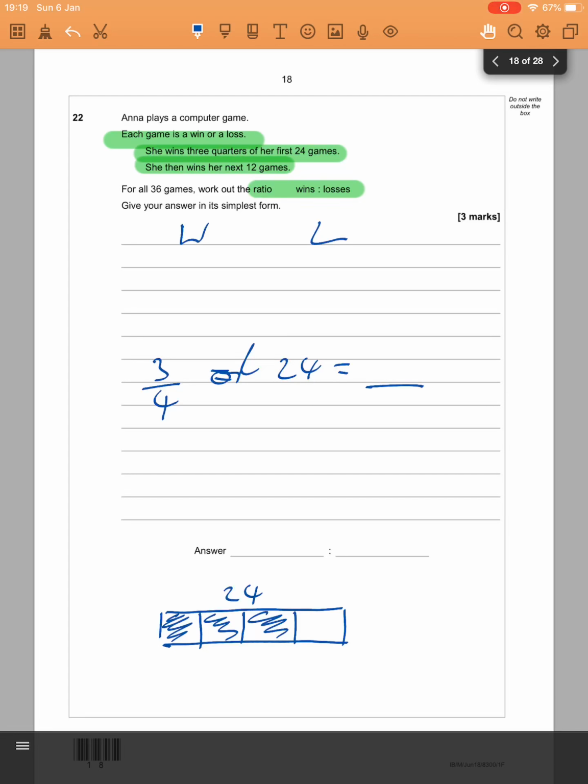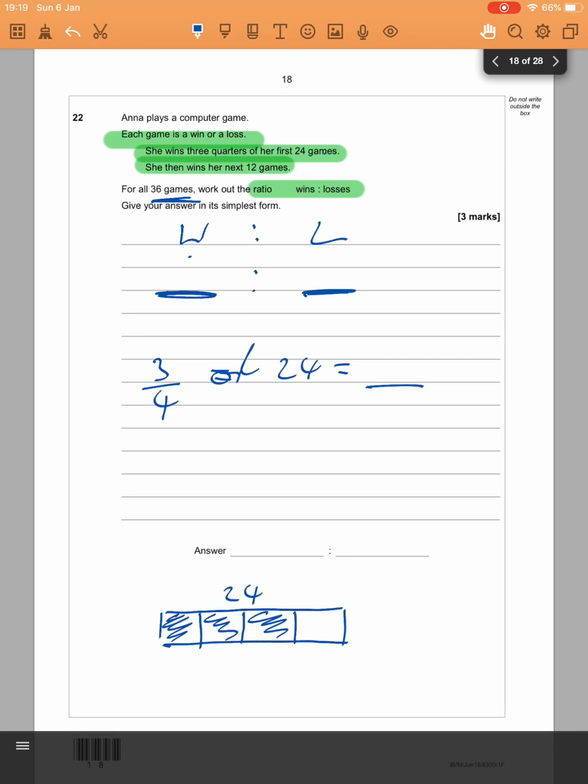And then you know how many games she won for that second line. She then wins her next 12 games. So she's got another 12 games. She won 3/4 of the 24 and another 12 games, and that's what number's going to go there. And then you'll know that because there were 36 games altogether, you'll know how many she lost. And that will give you your ratio.